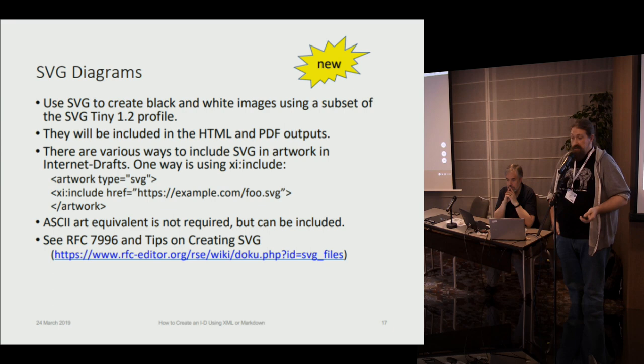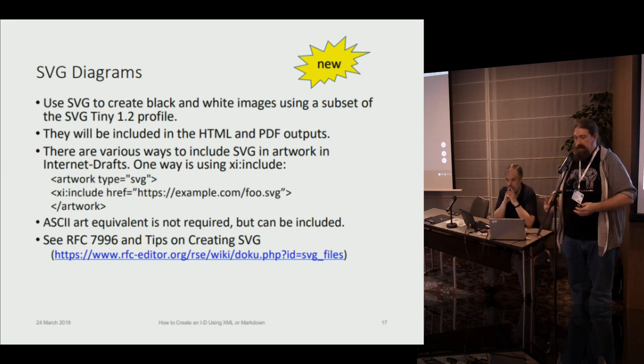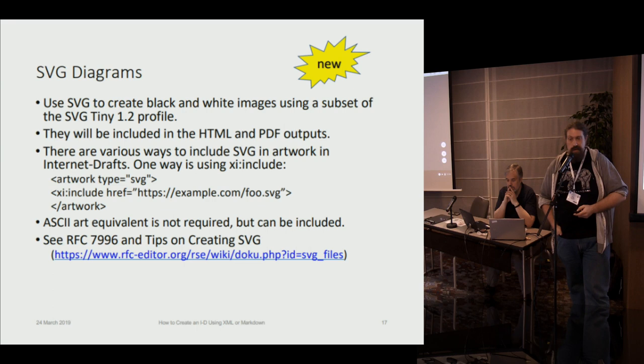There's a couple of ways. There's the XInclude to actually put it into your internet draft source, and an ASCII art equivalent. You can add that, and one will be generated if it's not there, but you can include it if you think you can get that formatted better. RFC 7996 has more tips on making use of SVGs within your drafts.